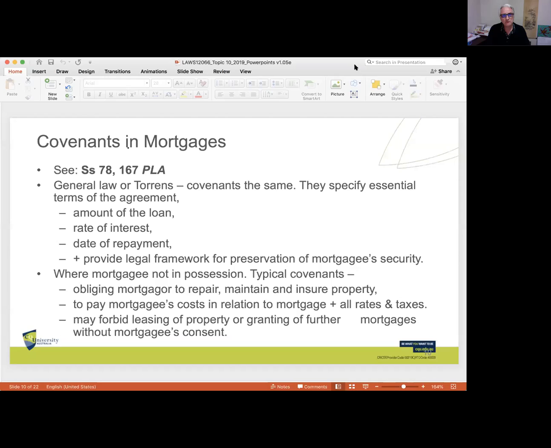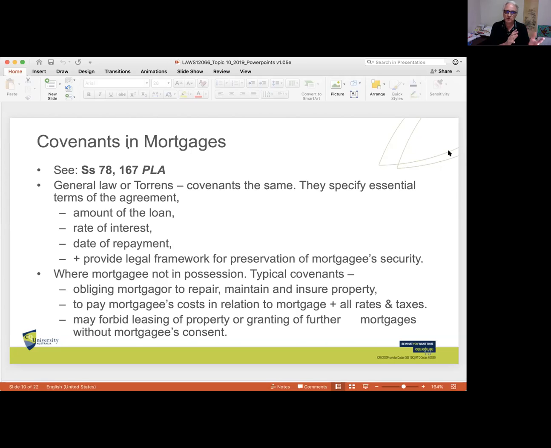Now, the next area, which is important, is for us to think about the covenants in mortgages. These are the terms and conditions that are found within the mortgage that is essentially between the parties, determining the rights and obligations, responsibilities between the two parties to the mortgage instrument, the mortgage transaction. And you'll see these discussed in your casebook, pages 1090 to 1091. Just be aware again that we've got provisions within the PLA that are dealing with these.